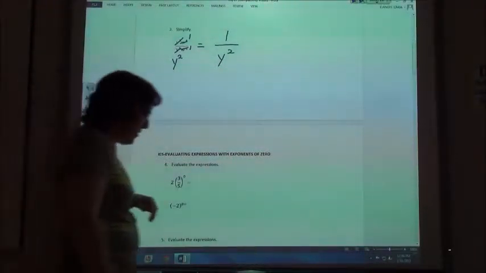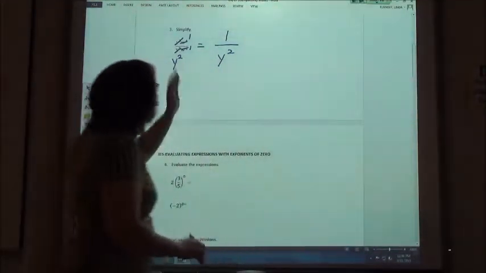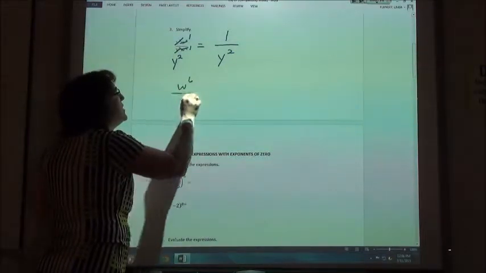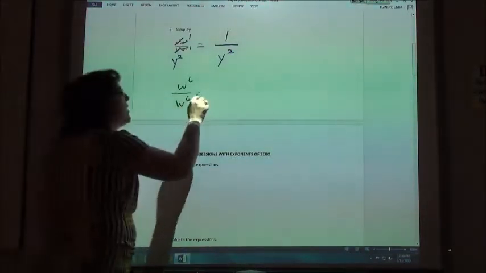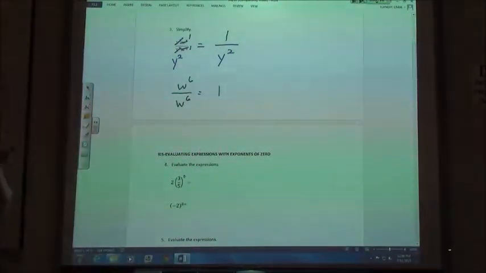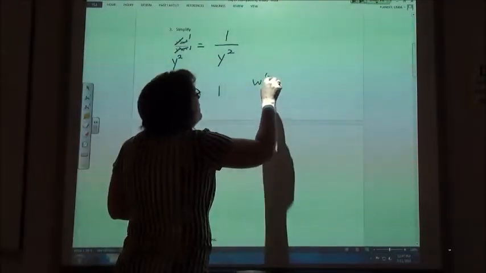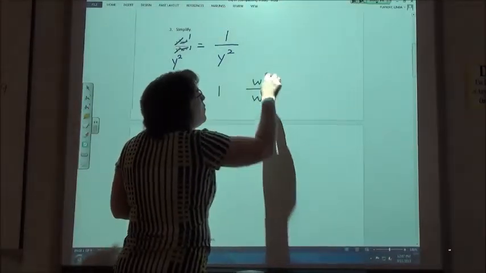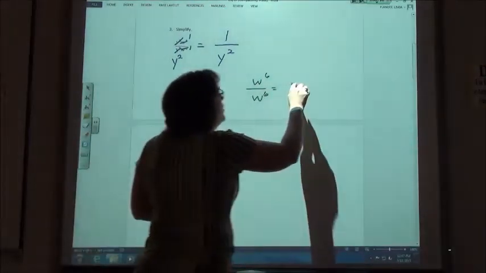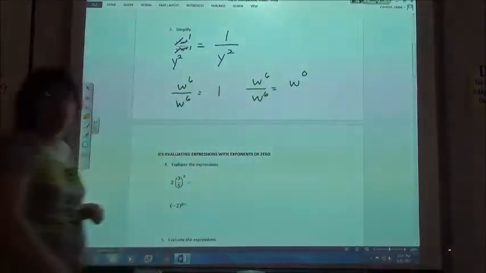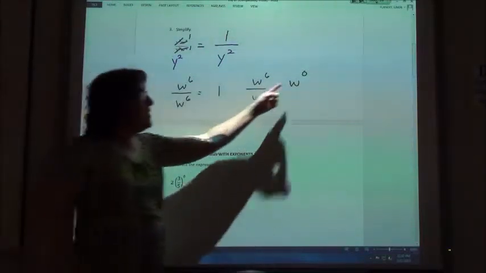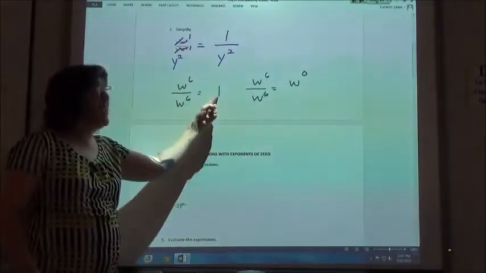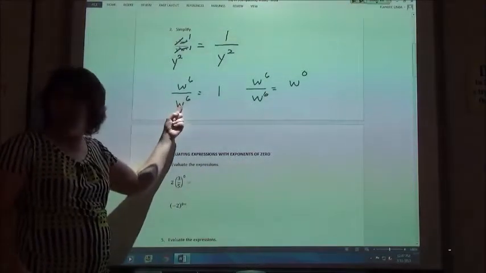Which is going to lead me into my next rule. If I just think about what we just did, just with the w to the sixth. w to the sixth divided by w to the sixth, we said we know is equal to 1 because anything divided by itself is 1. But if we follow our rule, if we do w to the sixth divided by w to the sixth, we subtract those exponents. And when you do 6 minus 6, you get 0. So, by definition, anything to the 0 power is really equal to 1 because it means you divided something by itself.